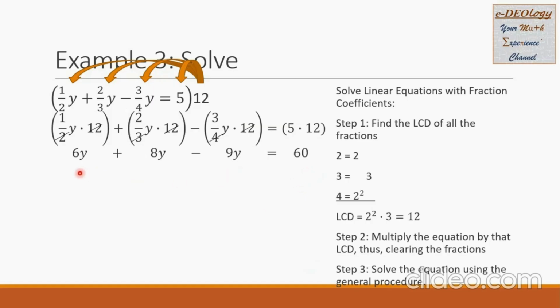So let us combine the 6y plus 8y minus 9y. We'll have 5y equals 60. And then we want to isolate the y. We're going to divide this equation by the coefficient of y, and that is 5. So 5y divided by 5 equals 60 divided by 5. The 5 over 5, we will cancel that, and the y comes down here, equals 60 divided by 5 is 12. So this is our final answer.